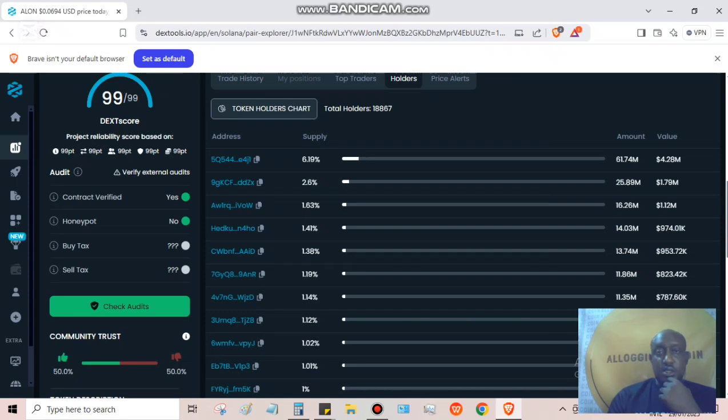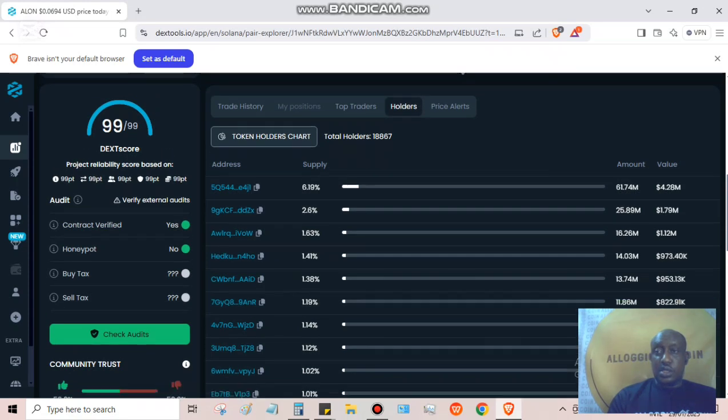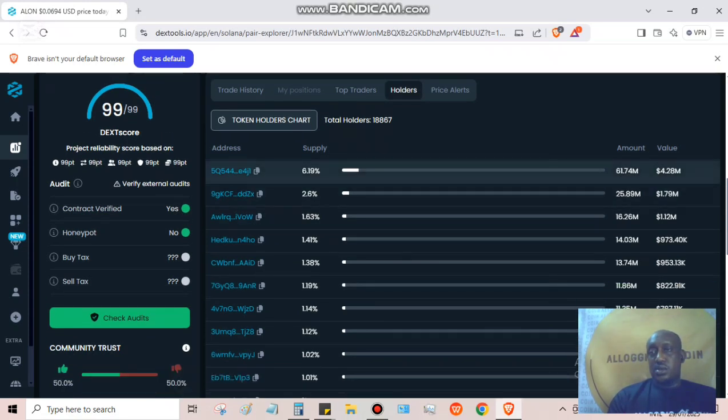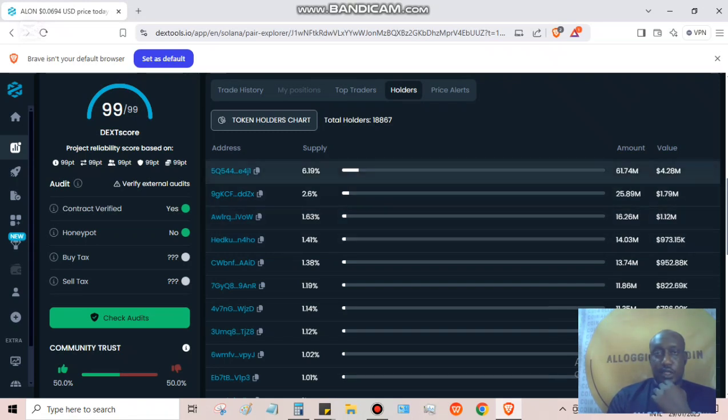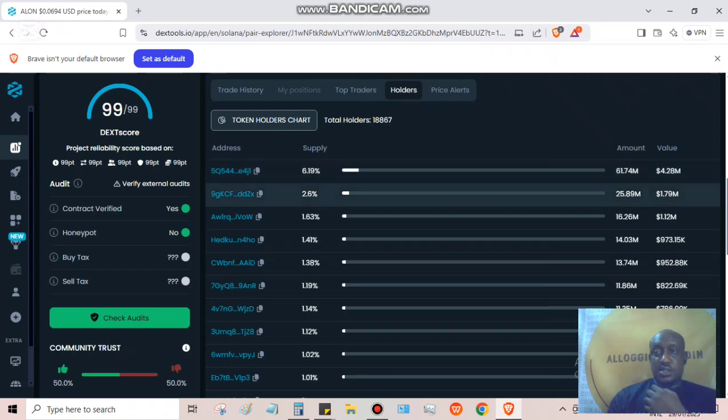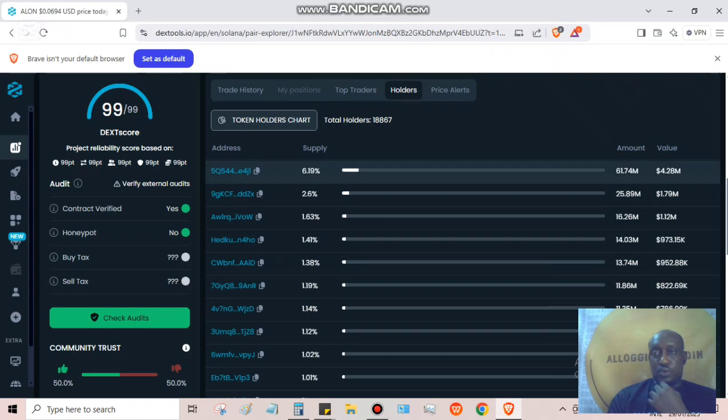the liquidity is $10 million, but one person already has 4.28 million. Okay, another person has 1.79 million, another person has 1.12 million, another person has 973. So my major concern, I don't know whether the first one is a contract address. Okay, now if it's not a contract address and it's an individual's address, then you have cause to worry, because one sell from this person, the price of the coin will tank.